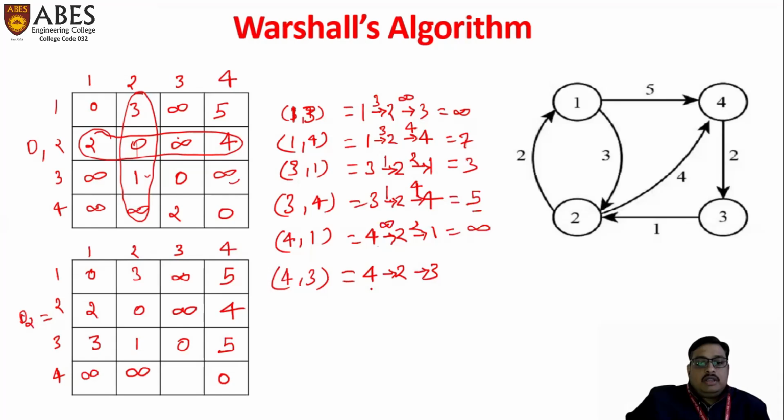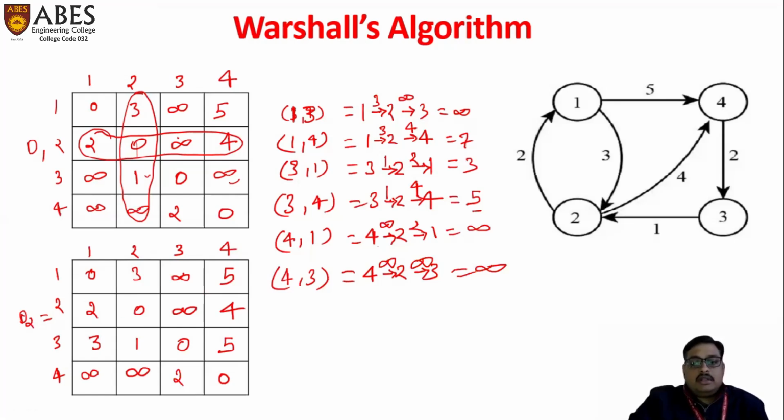Now come to 4, 3. The cost of 4 to 2 is again infinity, and 2 to 3 is also infinity, so that is infinity. The cost of 4, 3 is already 2, so we will not update this. We'll keep the existing value because that is minimum. Okay, so now this is D2.